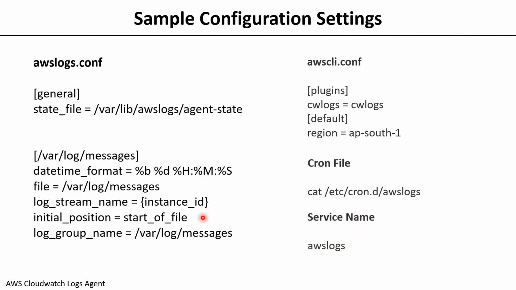If it is Amazon Linux or CentOS, you can use the service command, or if it is Ubuntu, you can use the systemctl command to start and stop this particular service. So this is the name of the service to check whether this particular service is running or not running.